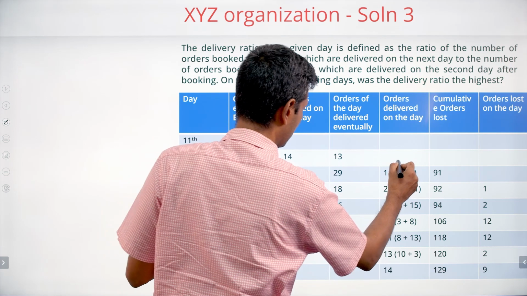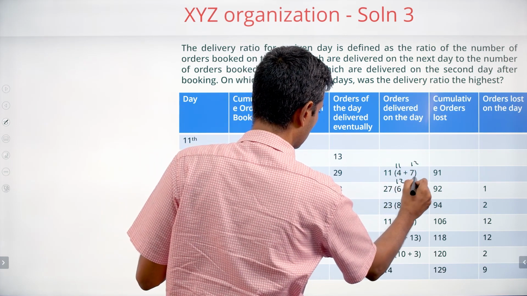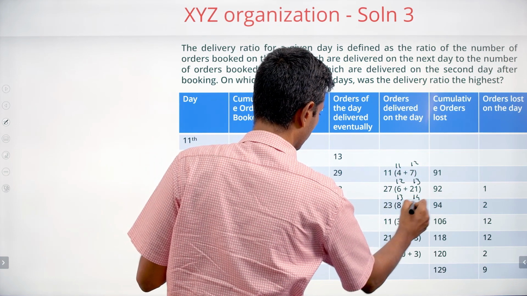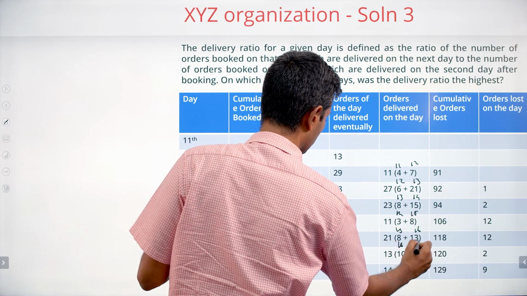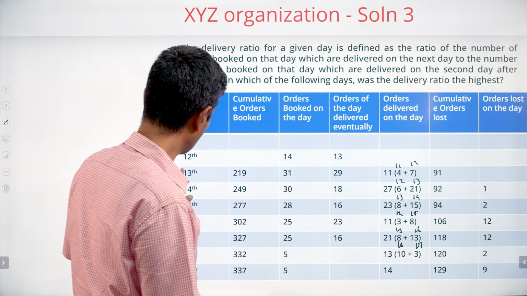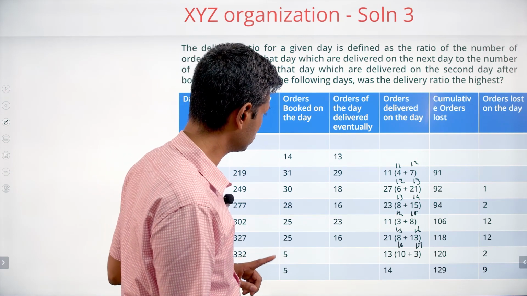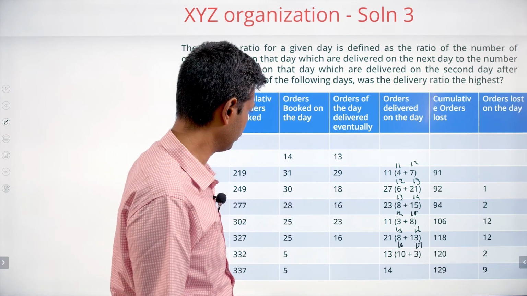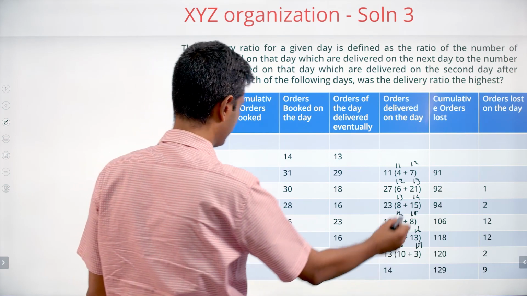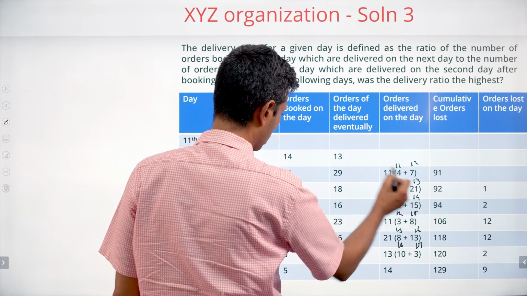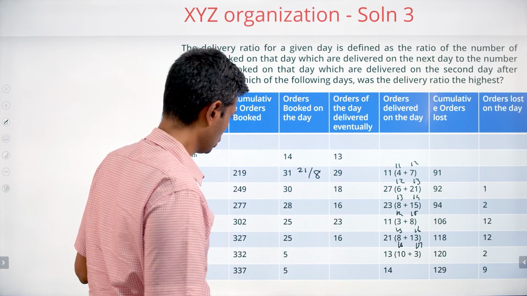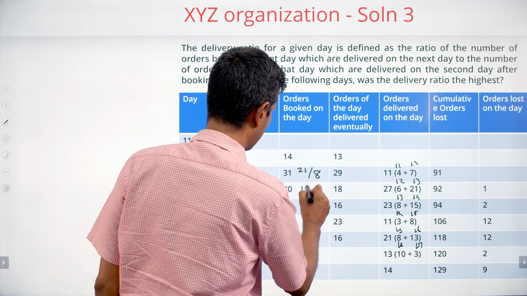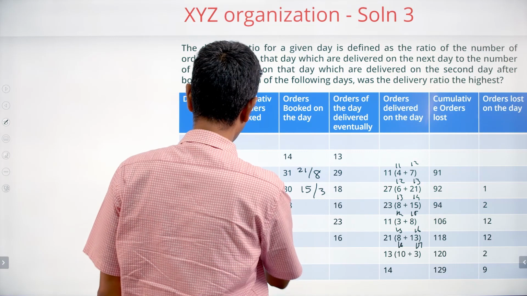So this is deliveries on 11th and 12th, 12 and 13, 13 and 14, 14 and 15, 15 and 16, 16 and 17. The orders booked on 13th would have been delivered on 14 and 15. The ratio of 14th deliveries to 15th. So we're looking at 21 by 8. For 14th, we're looking at 15 by 3. Oh my God, that is 5. I think we have a winner here.